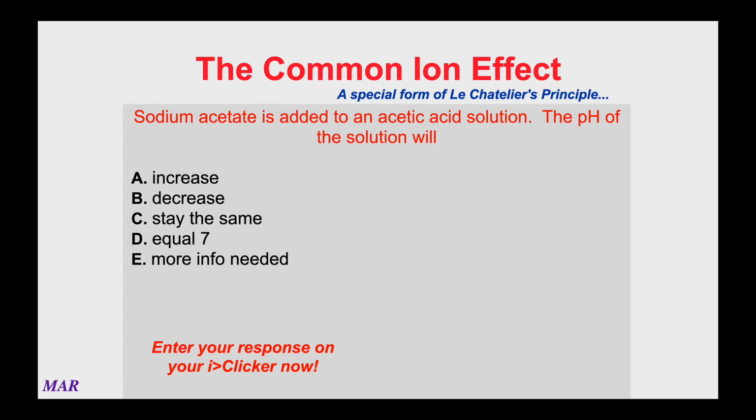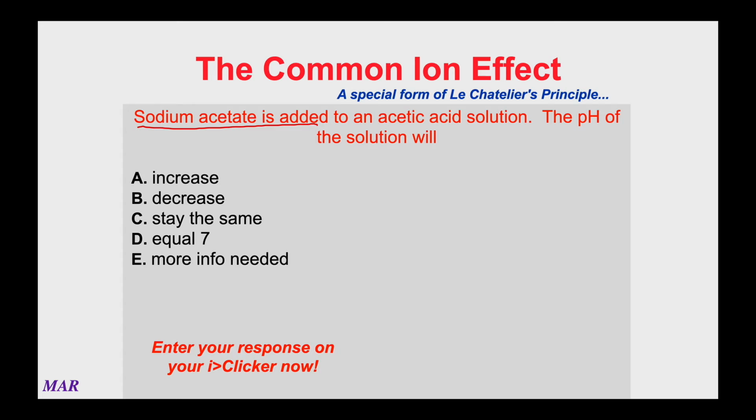Sodium acetate is added to an acetic acid solution. The pH of the solution will do what? Okay. Well, here's the punchline. You already have an acetic acid solution, all right? And that's fine. It has some pH. But you don't really care about that in this problem. You want to focus on what you're adding to the reaction.